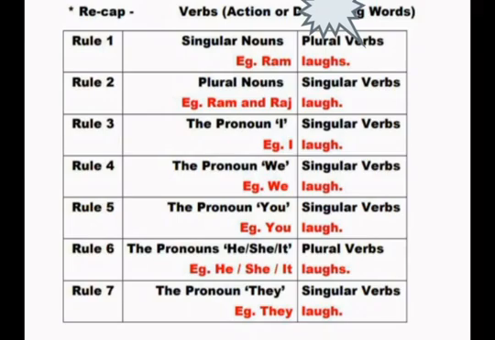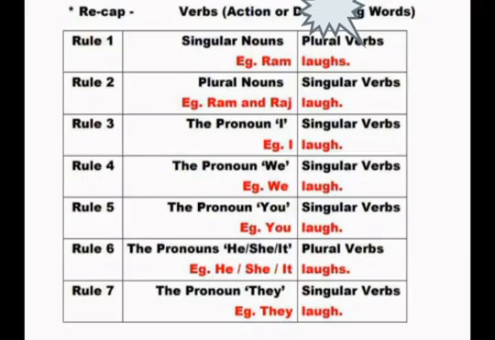If the subject is the pronoun I, then the verb used is in singular form, that is without s. For example, I laugh. If the pronoun we is the subject in the sentence, then again the verb is without s in its singular form. For example, we laugh. If the subject is the pronoun you, then the verb in that sentence again is singular without s.